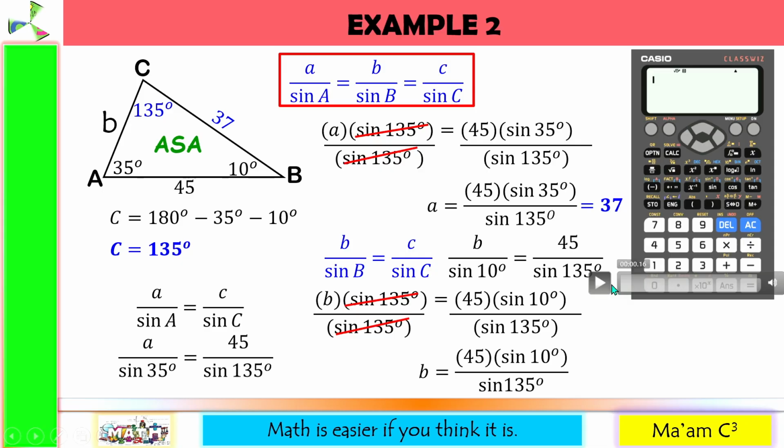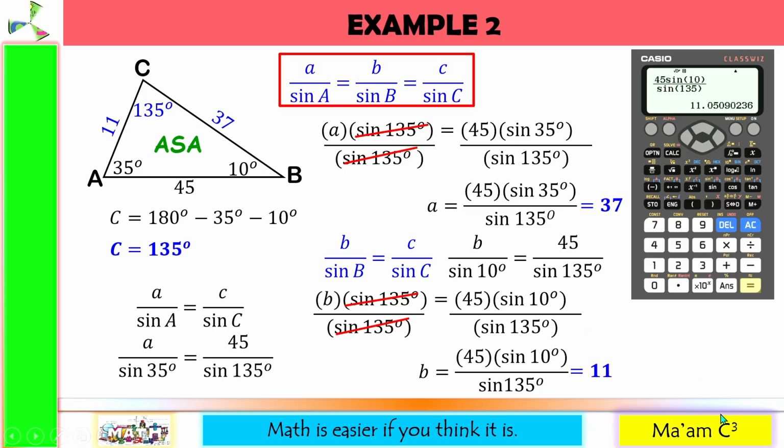Let us compute for that. So I have 45 times sine of 10 divided by sine of 135. And this is equal to 11.05090236. Round off to the nearest whole number. This is 11. So we have 11 for B. Let me label this 11.